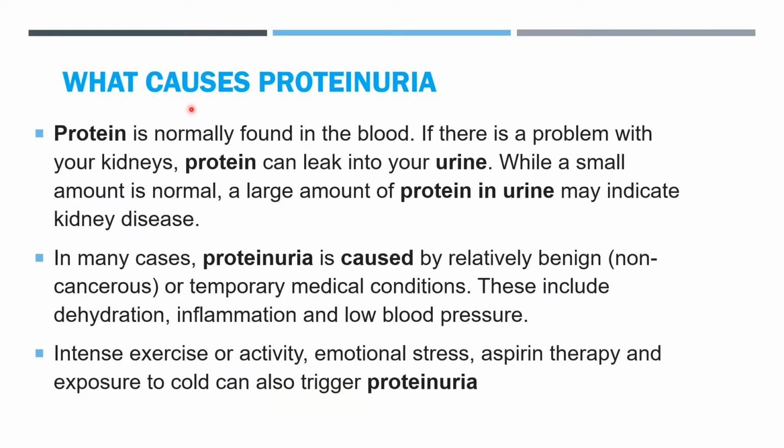So here, what are the causes of proteinuria? Protein is normally found in the blood. If there is a problem with your kidneys, protein can leak into your urine. So there will be excess protein in the urine. While a small amount is normal, a large amount of protein in urine may indicate kidney disease. In many cases, proteinuria is caused by relatively benign or non-cancerous or temporary medical conditions.